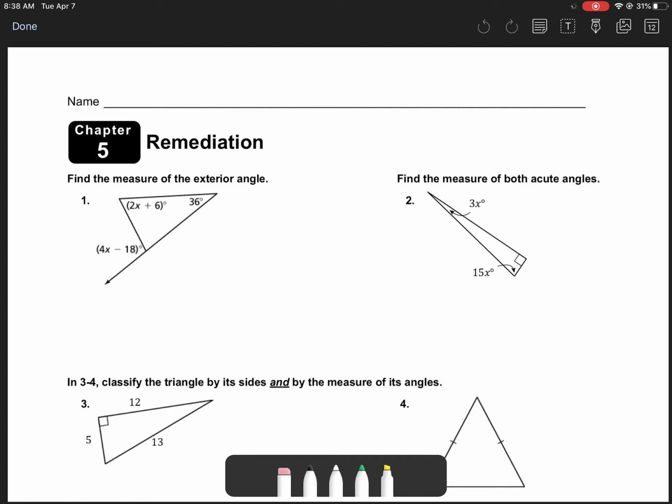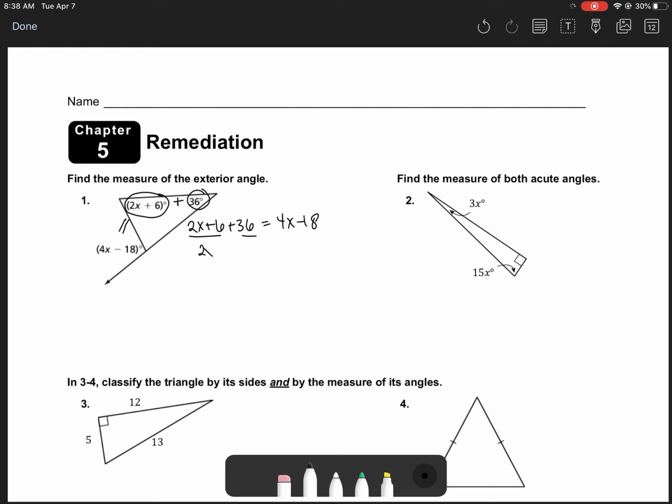Okay, so for the first question, we have an exterior angle. We want to find the measure of the exterior angle. There's a theorem that states that the sum of the two non-adjacent interior angles is equal to the exterior. So I'm going to set it up as 2x plus 6 plus 36. That's my two non-adjacents, that one and that one, equals 4x minus 18.